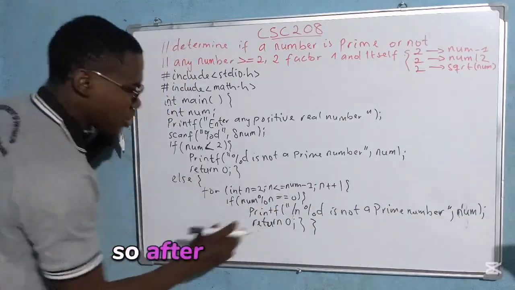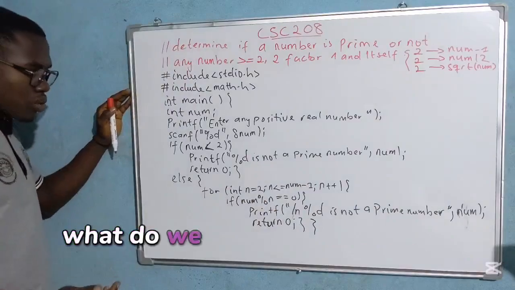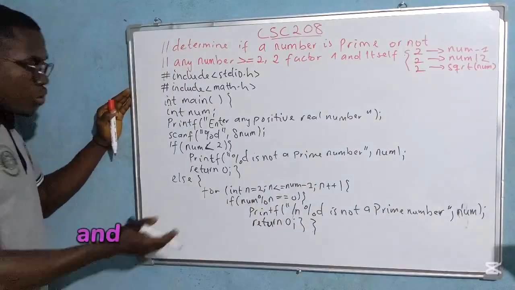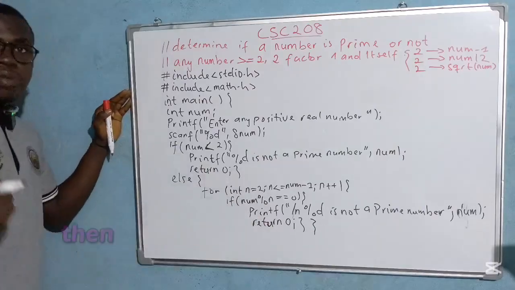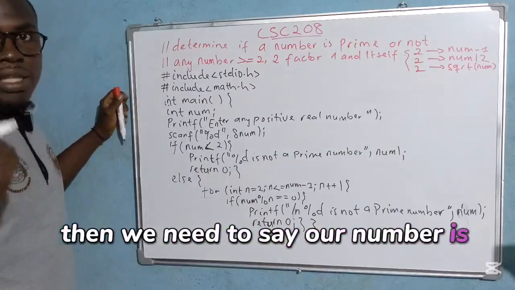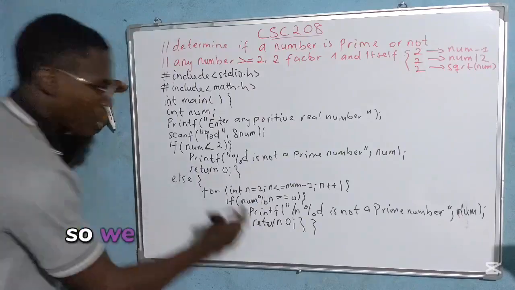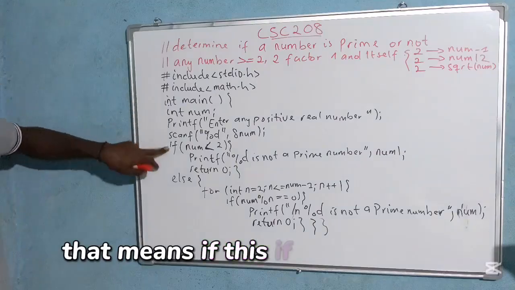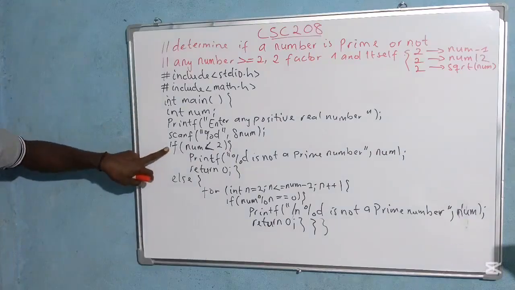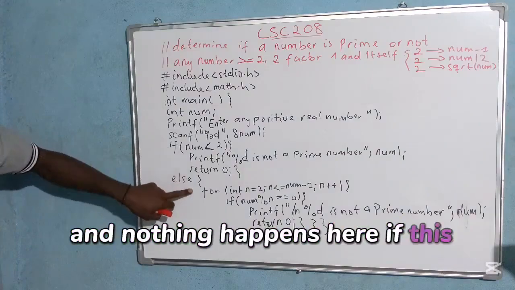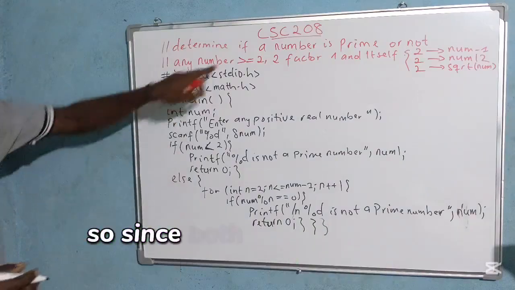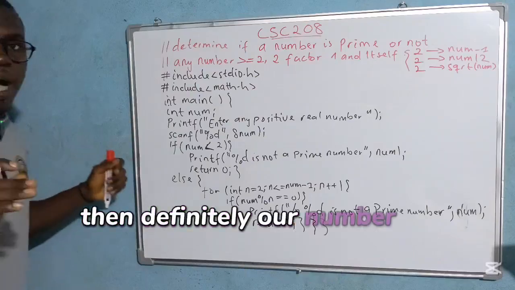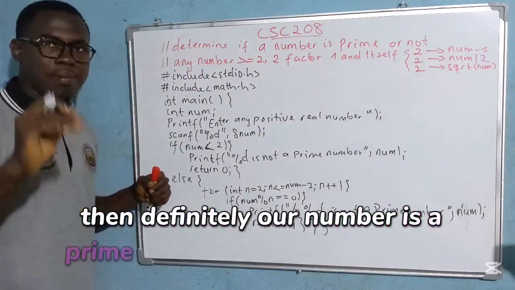So after this code has run, what do we do? If this code has run completely and we are sure no number is a prime number, then we need to say our number is a prime number. So we are also going to close this else here. That means if the condition runs and nothing happens here, if this runs and nothing happens here, since both conditions are verified, then definitely our number is a prime number.